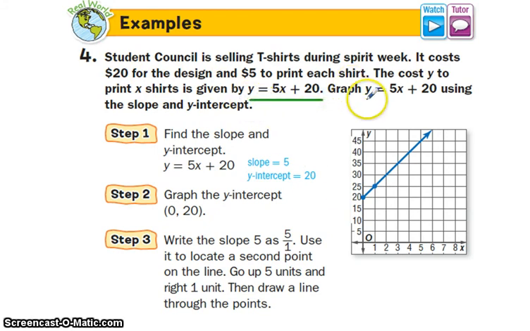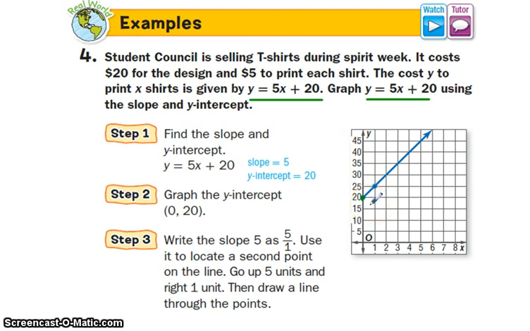So graph y equals 5x plus 20 using the slope and the y-intercept. So if it's written in slope-intercept form, it's very easy to graph. Okay? We know that the y-intercept is 20, so that's going to be our first point. We're going to find where 20 is on the y-axis, and we're going to put a point.